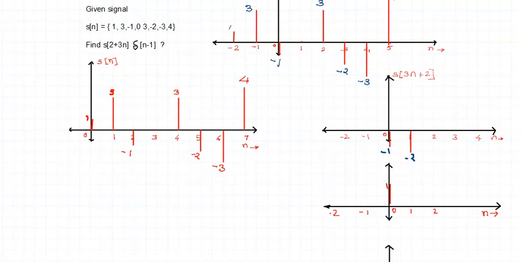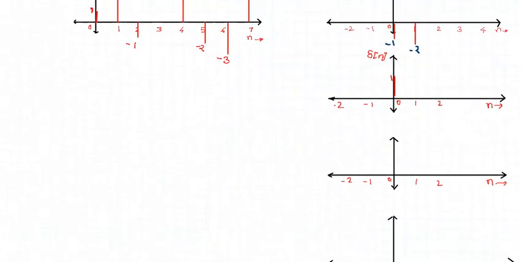Right? Let us name the signal. This is our delta n. Right? But the problem says that we need to shift it. We need to obtain the shifted signal of this. So let us shift this signal. So we'll name the signal as delta n minus 1.